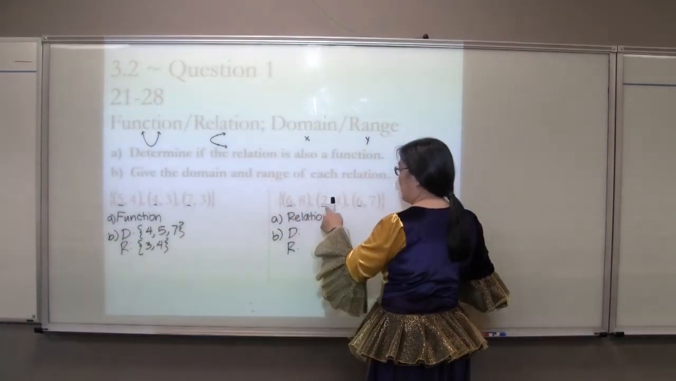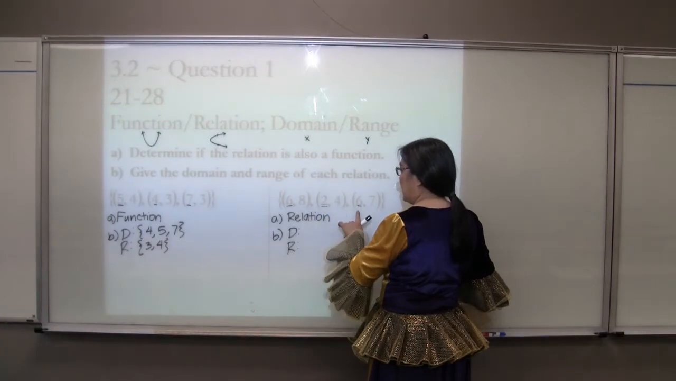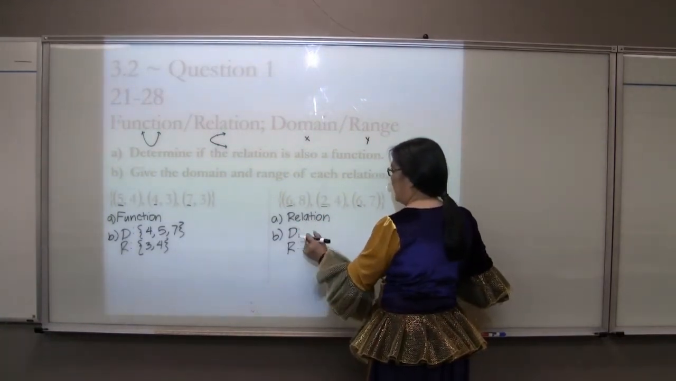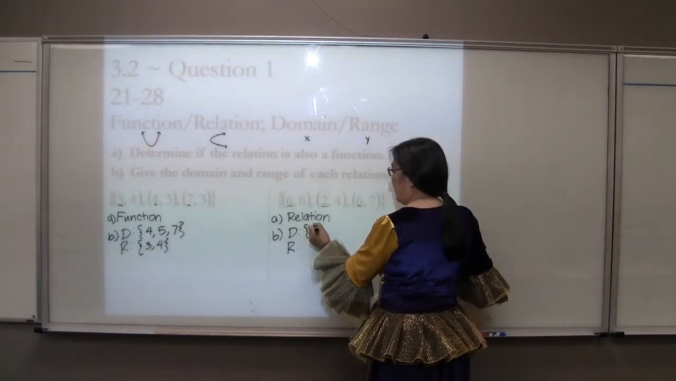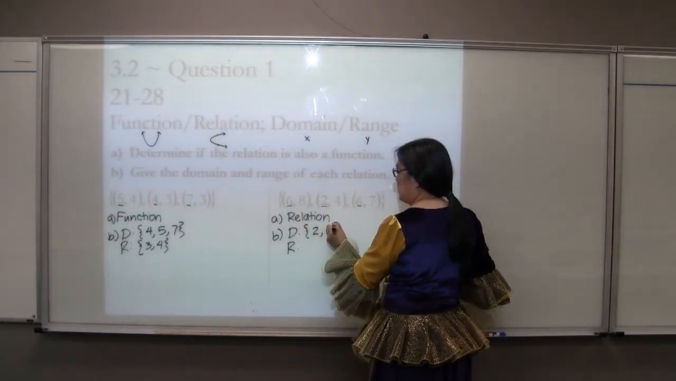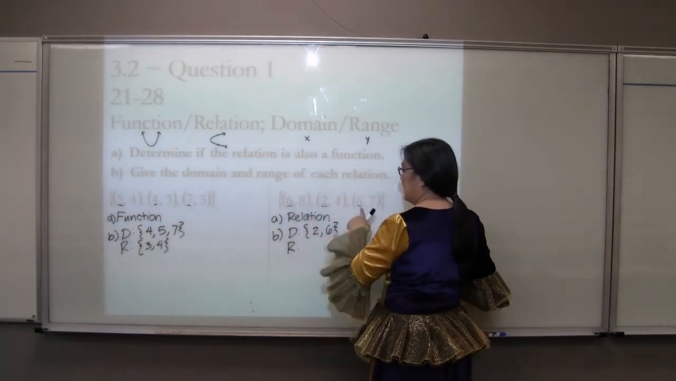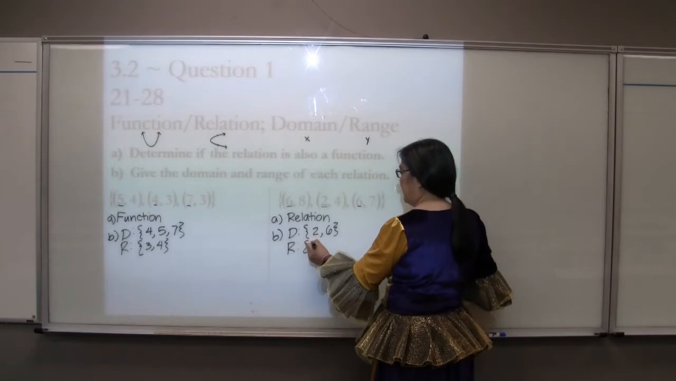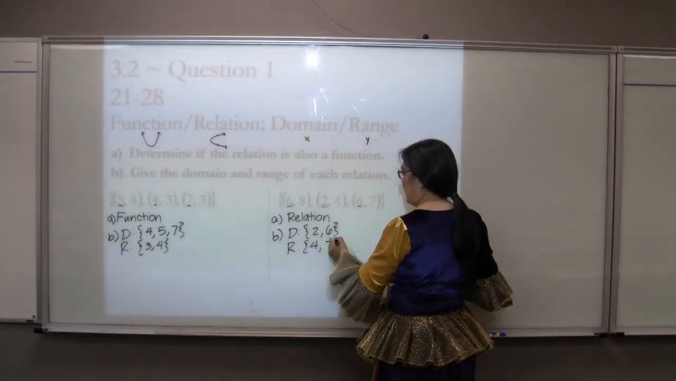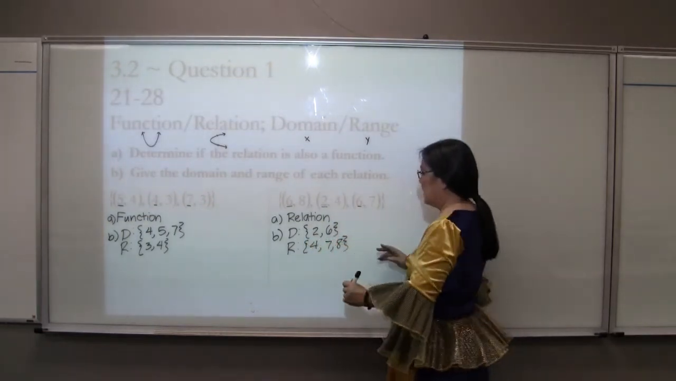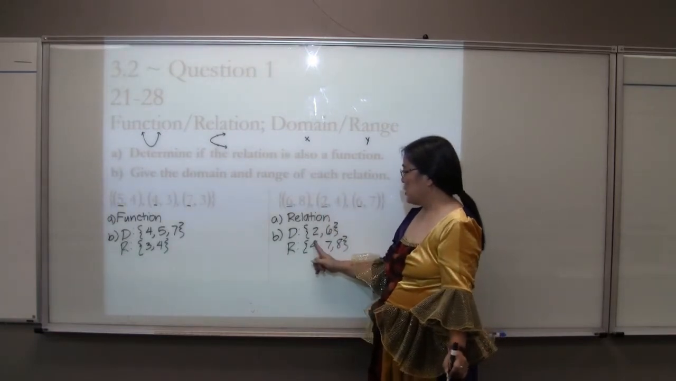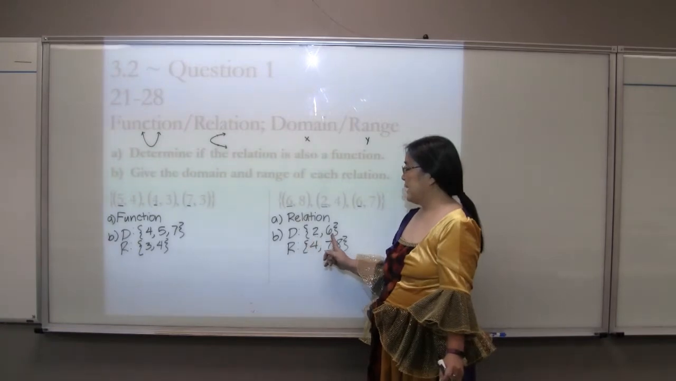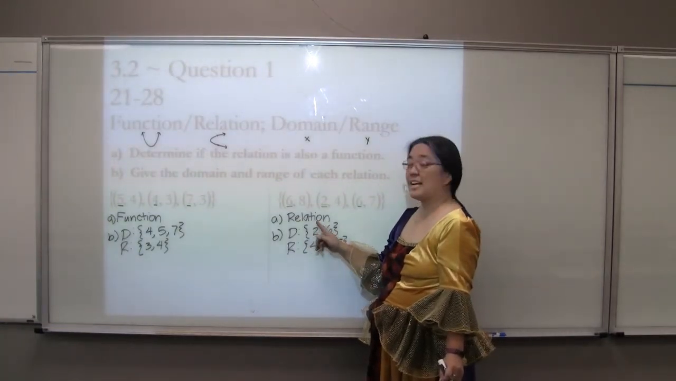The domain, all the x's, 6, 2, 6. It's a set. Wow, that's horrible. Let me try that again. I want least to greatest, 2 and 6. Remember, we don't write that twice. The range, we have 8, 4, and 7. So 4, 7, and 8, least to greatest. There's 3 ordered pairs, but only 2 numbers in the domain. That means that something repeated, that's why it's a relation.